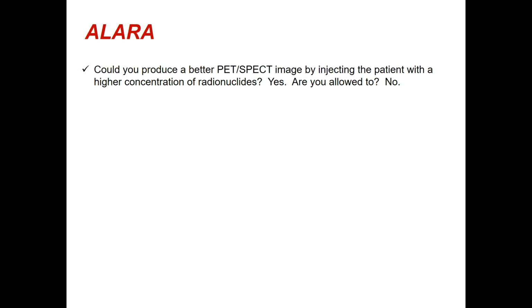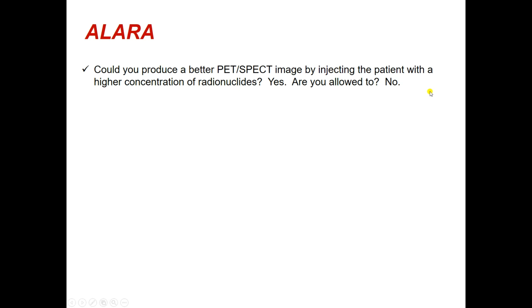So these are the things that you're asking yourself. Could you produce a better PET or SPECT image if you injected the patient with a higher concentration of radionuclides? Yes, absolutely you could. We are taking images from outside the body and we're taking pictures of where the radioactive particles are congregating in the body.